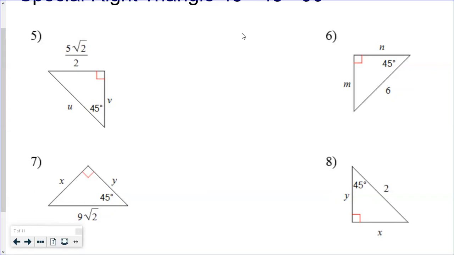So I'm getting out my timer, and I'm going to set it for 2 minutes. And your job in the next 2 minutes is to try to do at least one of these, okay? All right, 2 minutes starts now. Good luck.